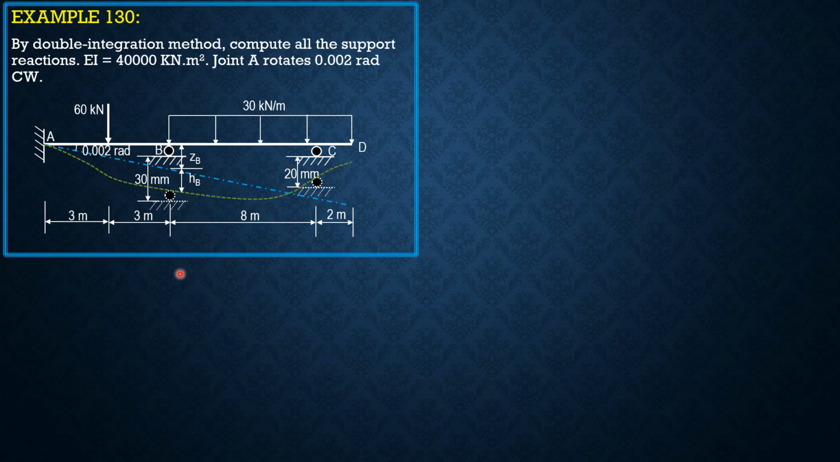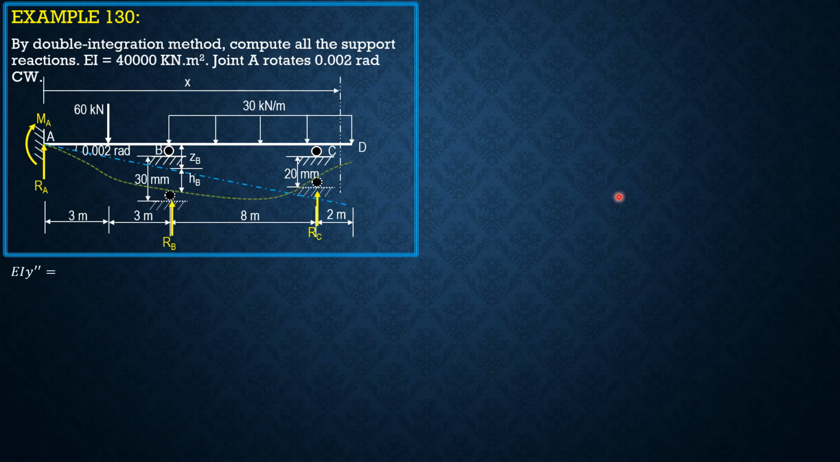So take note that joint A rotates 0.002 radians. So when x is 0, the slope of the tangent at A is negative 0.002. So we will call the reactions at A upward positive and moment positive as shown, clockwise, RB and R sub C. Then let's section portion CD to set up the differential equation of the elastic curve.